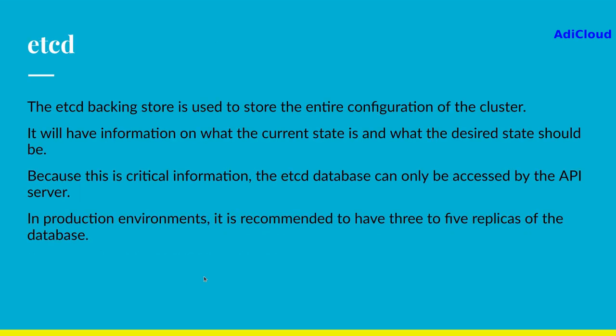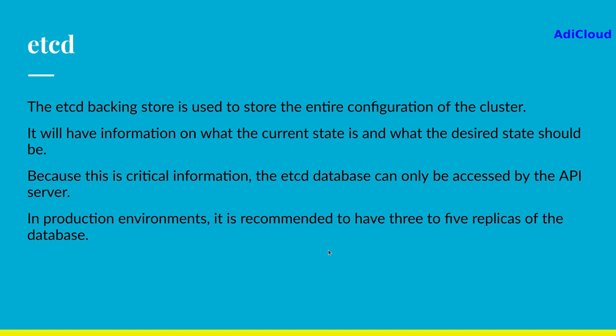Then we have the etcd. Etcd is just like a database where the information about your cluster is stored in key value pairs. So the etcd backing store is used to store the entire configuration of your cluster. It will have the information on what the current state of your application is and what the desired state should be. Because this is critical, it can only be accessed via the API server, and it is recommended that you should have 2 to 3 replicas for your production environment.